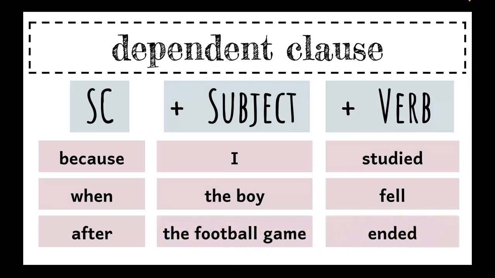Now, if I didn't have this verb here, and this grouping of words just ended like this, after the football game, that is a prepositional phrase. There's no verb. When you put the verb with it, it becomes a dependent clause.